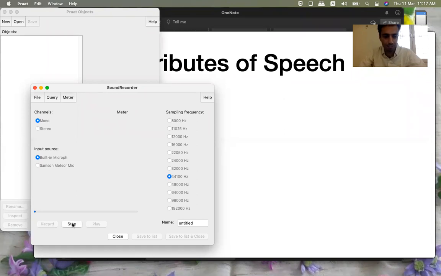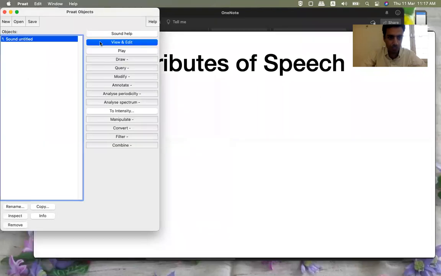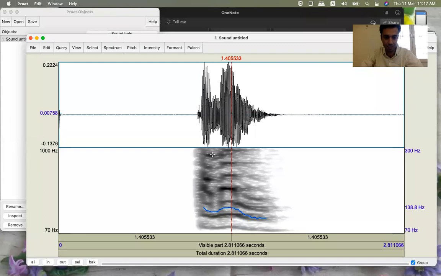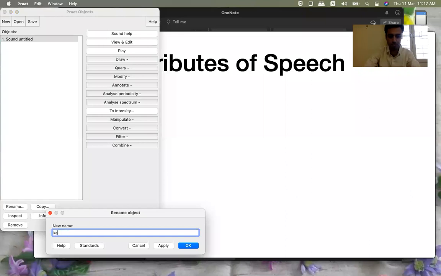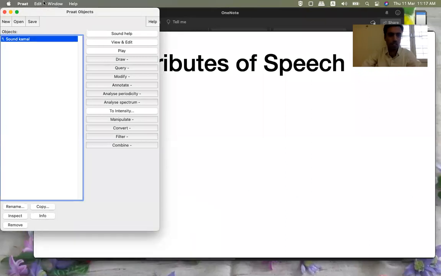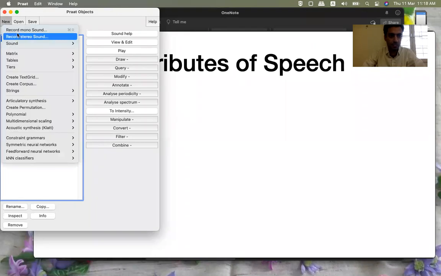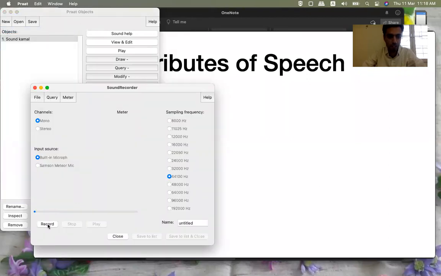Kamal. Oh, it seems it is not recording. Let's see. Save to list and close. View and edit. Yes, it recorded the sound. Good. So let me record another one. Okay, let me rename it as Kamal. Now let me record another sound. Now this time Komal.